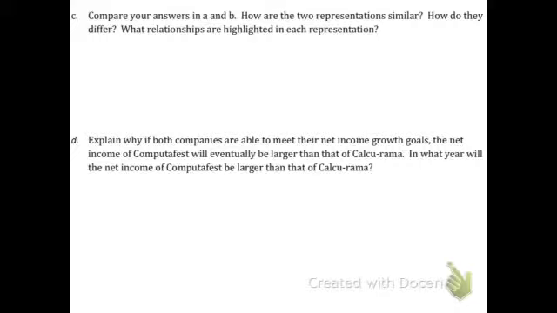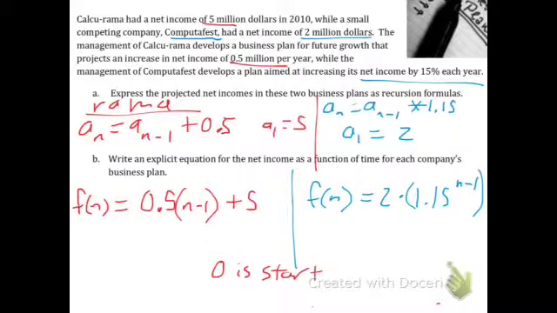Anyway, part C here, comparing answers in A and B. How are the representations similar? How do they differ? What's the relationship? What relationships are highlighted in each representation? Well, the recursive formulas highlight the pattern. What's the relationship between consecutive terms? So like here, this says that each term is the previous one times 1.15. And here, the recursive says each term is the previous one plus 0.5.